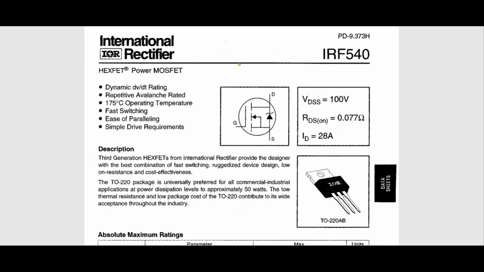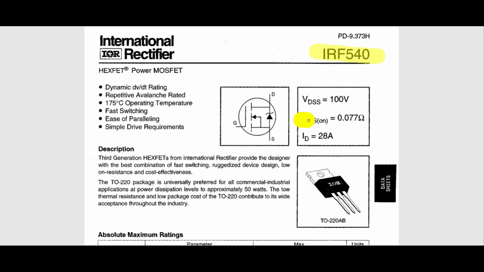Let us have a look at a typical data sheet of a MOSFET. This is an International Rectifier MOSFET, the IRF540. It's a pretty popular MOSFET. These are the absolute maximum ratings. VDSS: what is VDSS? Voltage drain to source when the gate is shorted to the source. It's 100 volts, so this is the voltage withstanding capability of the MOSFET, drain to source.